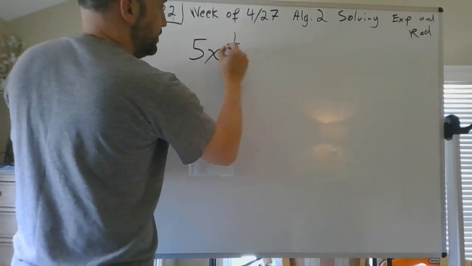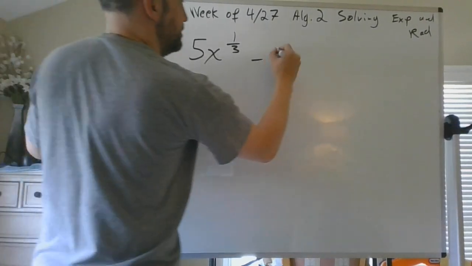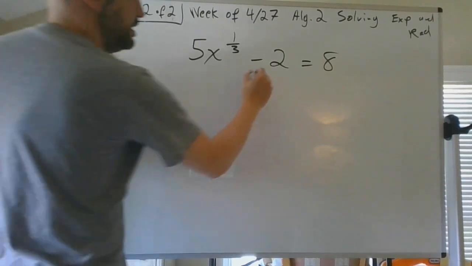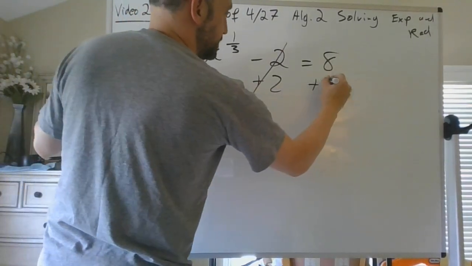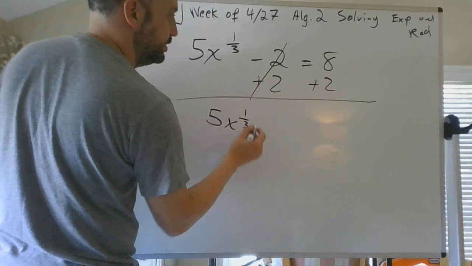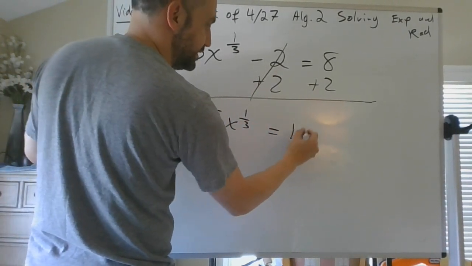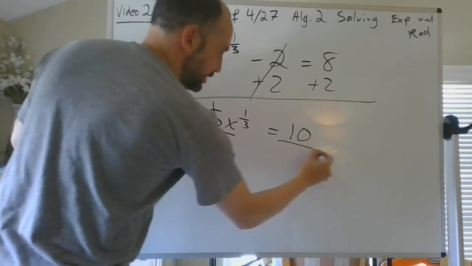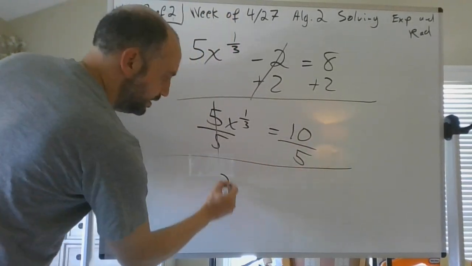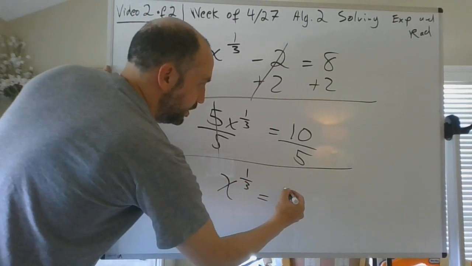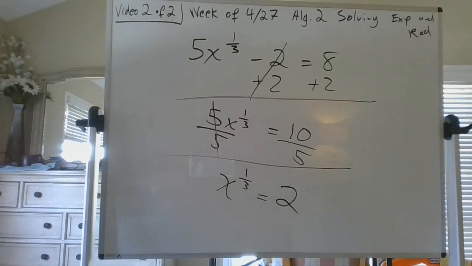5x to the power of 1/3 minus 2 equals 8. Again, I'm going to zip through this as fast as I can here, okay? Plus 2, plus 2. I got 5x to the power of 1/3. That's gone, so it equals 10. Divide by 5. Boom, cancel out. What I do to one side, I do to the other. Boom. x to the power of 1/3 equals 2. So 10 divided by 5 is 2.